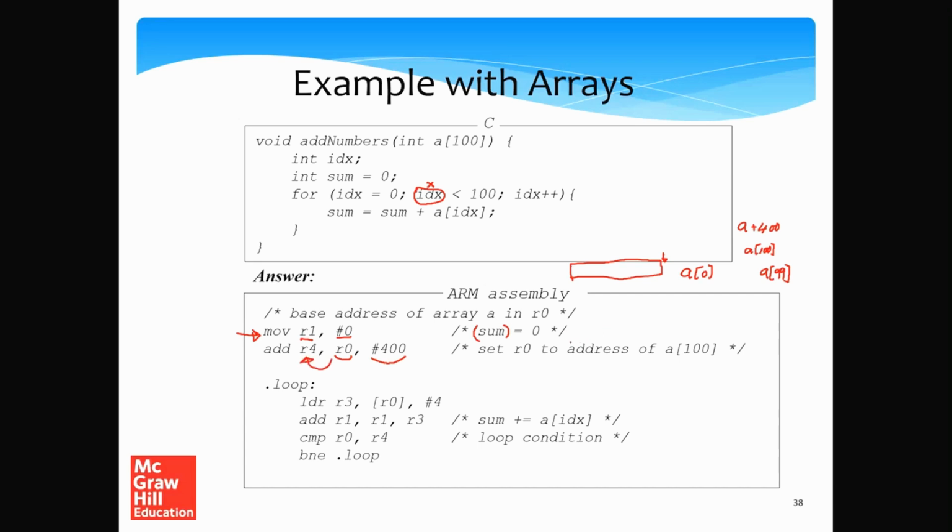Alright. So we are actually not setting R0, we are setting R4. Let me fix this, it is not correct. So we are setting R4 to the address of A100, which is an illegal address. So let's do one thing.